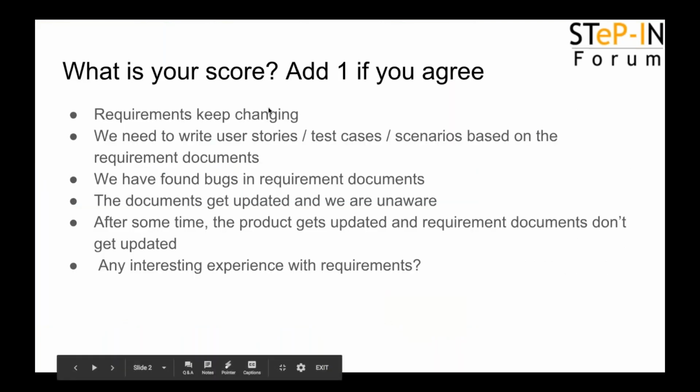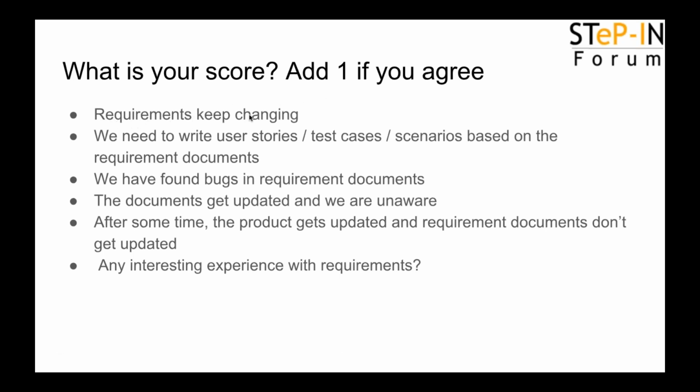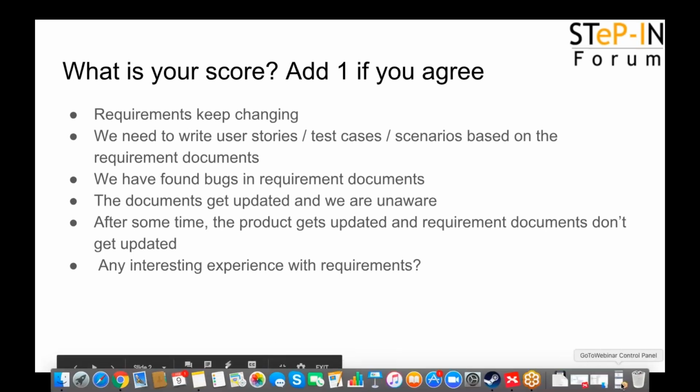All of us start with, say, score 0, and then in your case, if you have faced requirements keep changing, add 1. And if you write any of these based on the requirements document, add 1 more, then your score will be 2. If you have found bugs in the requirement document itself, your score is 3, right? So keep adding 1 if you agree to any of these lines, and then finally tell me what is your score, right? You can type it in the questions.